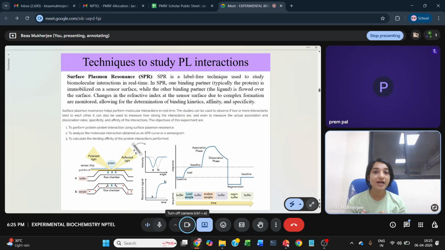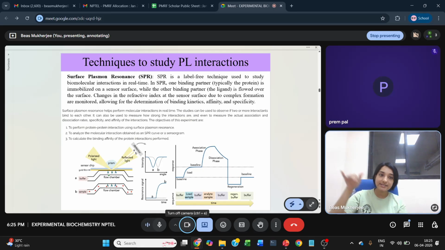In SPR, one binding partner, typically the protein, is immobilized on the sensor surface. You can see in this figure that this is the sensor surface and it is coated with gold film. On that, the protein is immobilized. The protein is shown in the form of these tiny Y-shaped molecules that you can see. It is immobilized on the sensor surface while the binding partner, the ligand, is made to flow at a very slow rate. So this is flown over the surface.